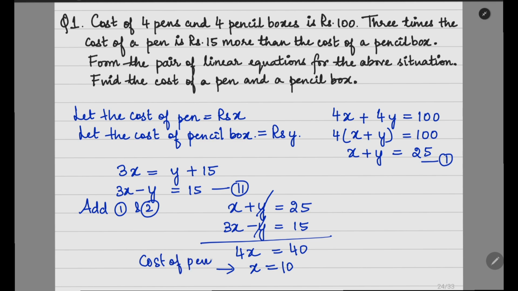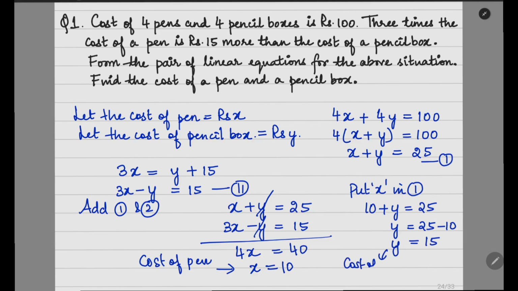To find the cost of a pencil box, substitute x in any one of the equations. So put x in equation 1. So you will have 10 plus y equal to 25, and y will be 25 minus 10, which is nothing but 15. So y is equal to 15. Y is nothing but the cost of a pencil box. That's what you are asked, right? In the question, find the cost of a pen and a pencil box. So this is how you have to do it.